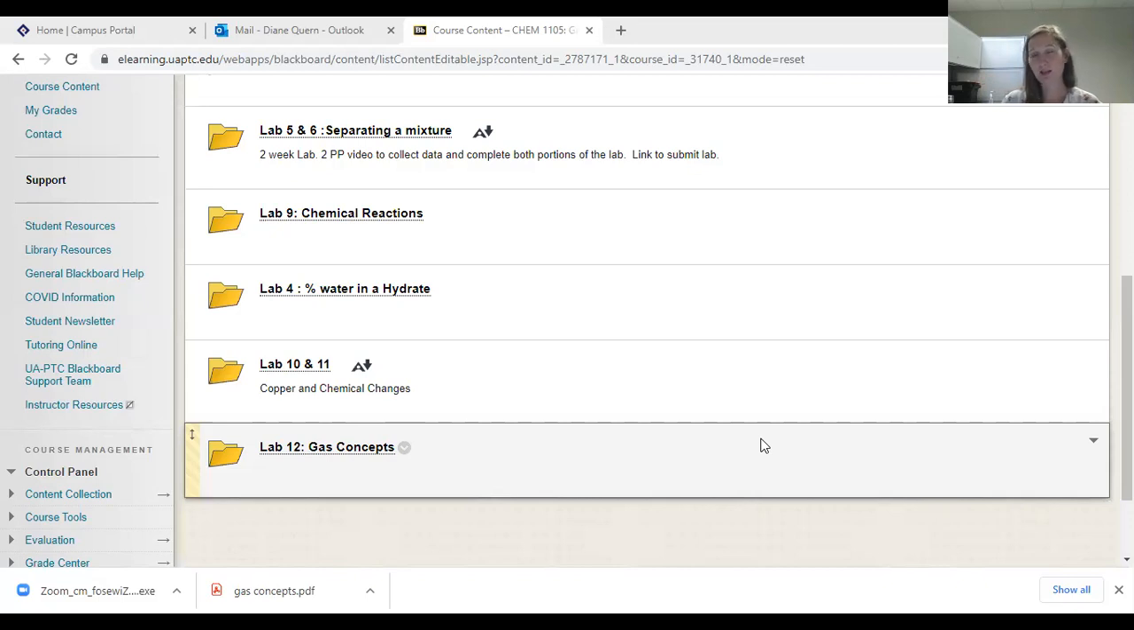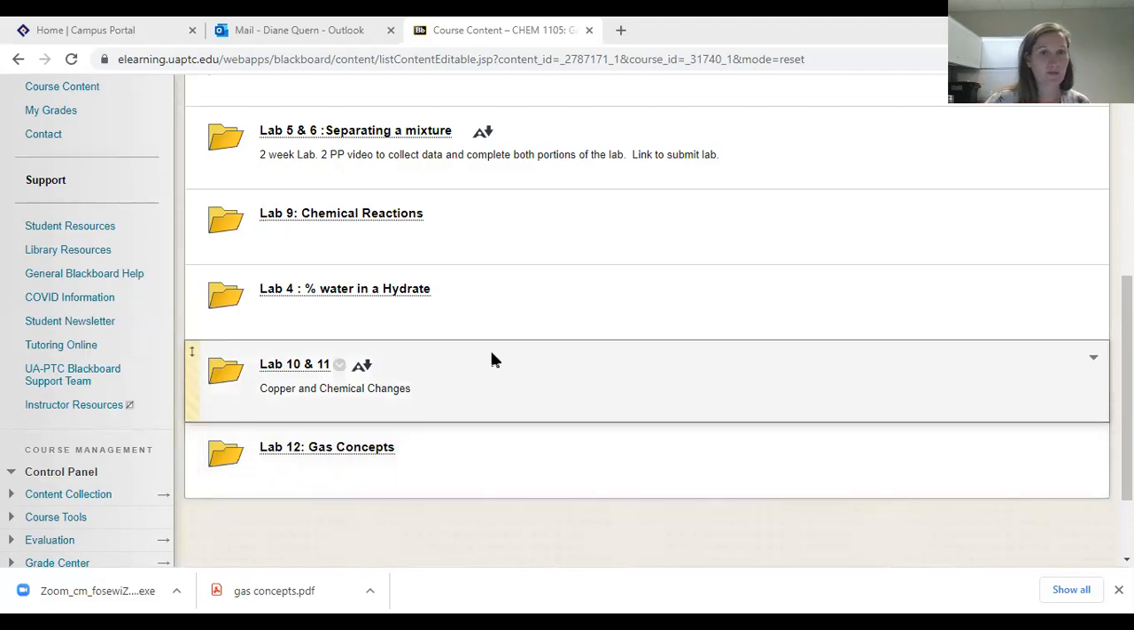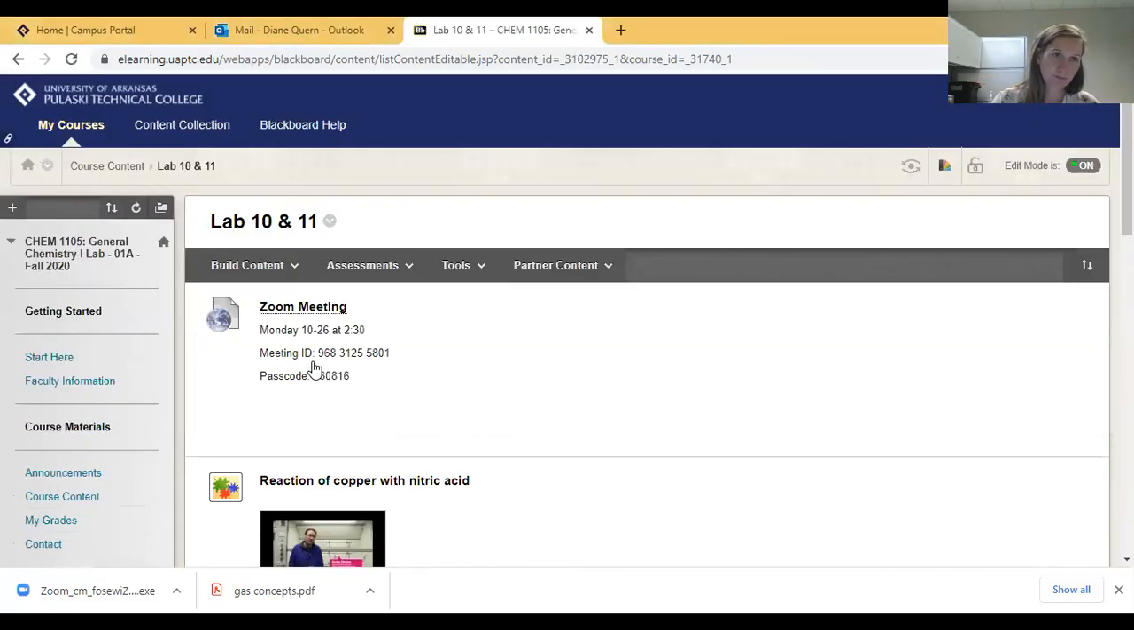Since I'm recording it, people can go back and watch and look at parts that they maybe had questions on later. So all the stuff that you need to do the lab is in the lab 10 and 11 folder.